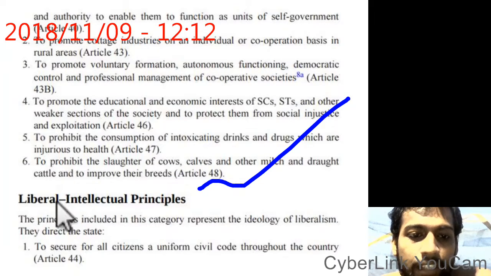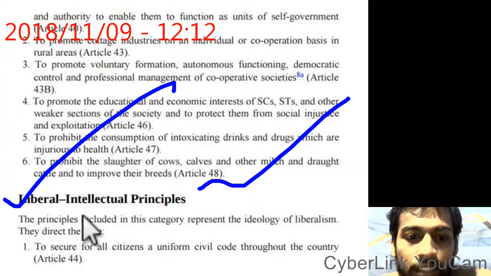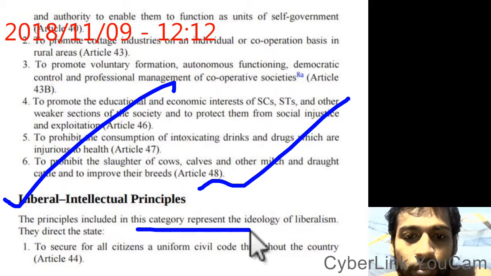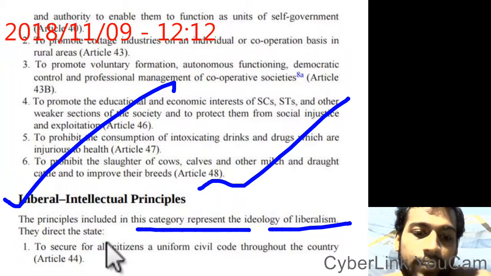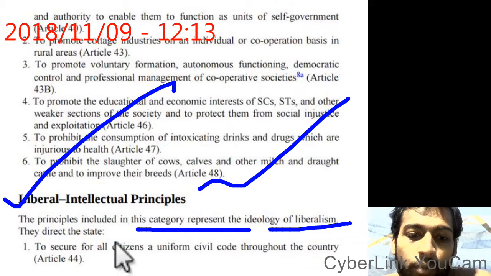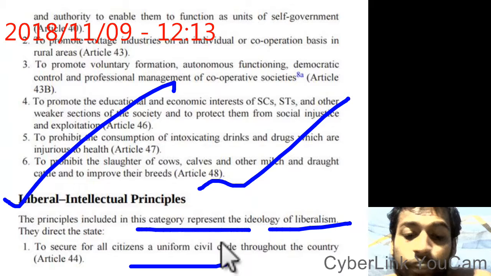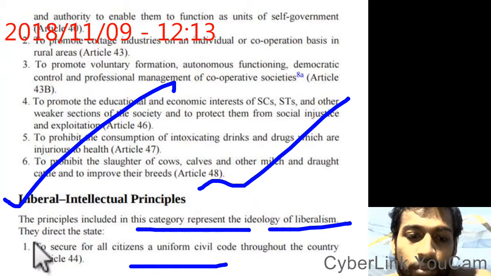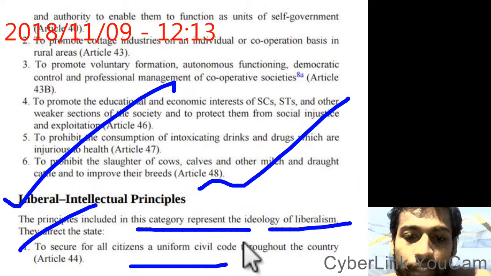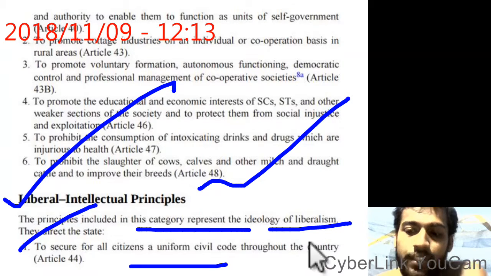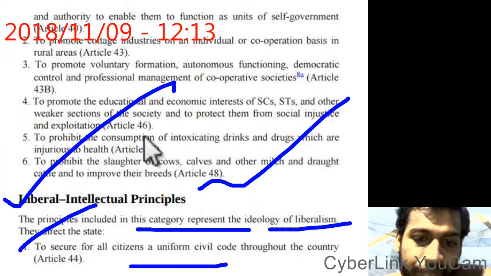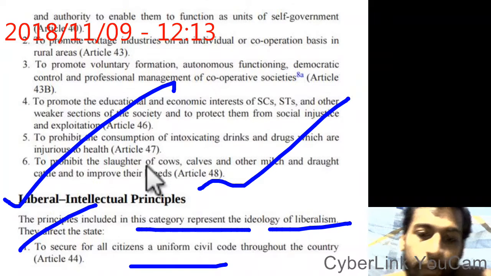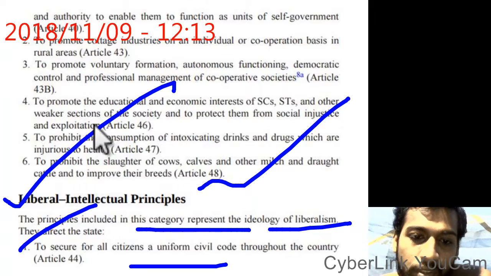Here are the liberal intellectual principles, the last group of principles. These principles include the ideology of liberalism. They direct the state to secure for all citizens a uniform civil code throughout the country. Article 44. Please remember, important. Uniform civil code, Article 44.